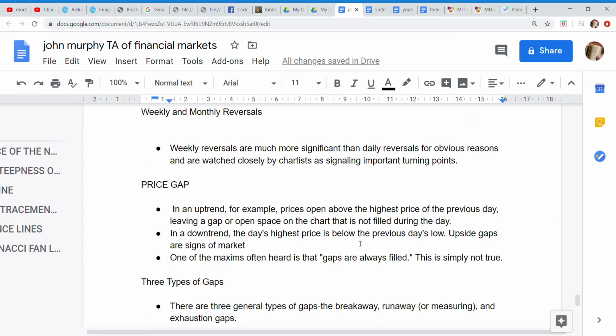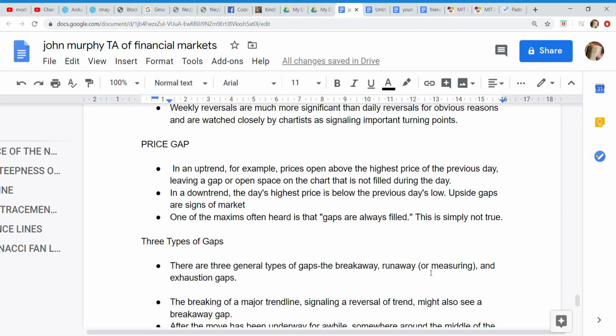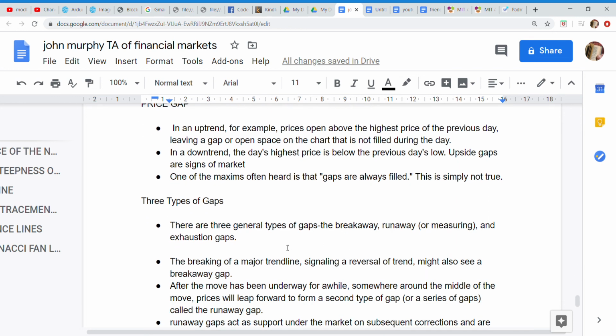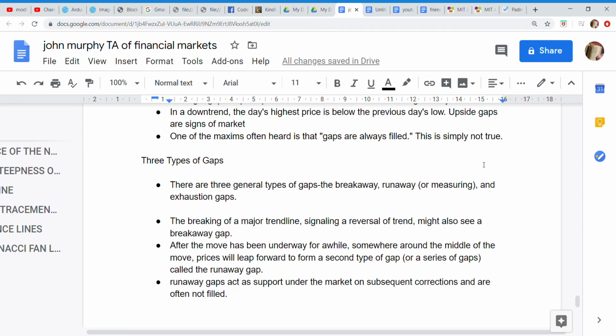Price gap. In an uptrend, for example, prices open above the highest price of the previous day, leaving a gap or open space on the chart that is not filled during the day. In a downtrend, the day's highest price is below the previous day's low. Upside gaps are a sign of strength in the market. One of the maxims often heard is that gaps are always filled. This is not simply true.